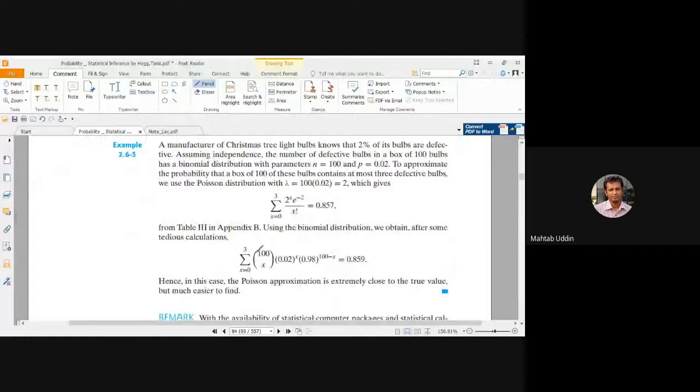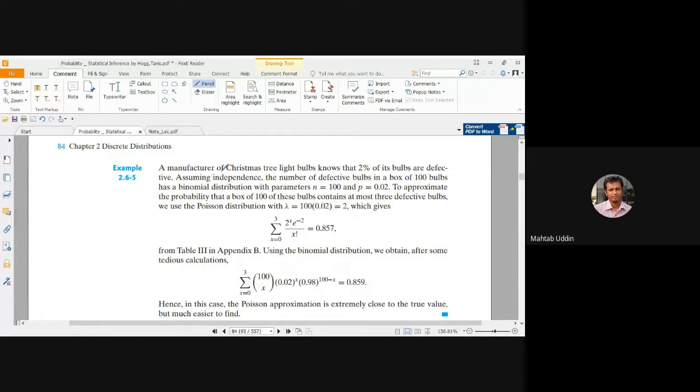Then we'll find that if n is sufficiently small, not very large, and p is also reasonable, that is not very close to 0, in that case the Poisson distribution and binomial distribution give very close probability. Like example 1, we have to complete this.